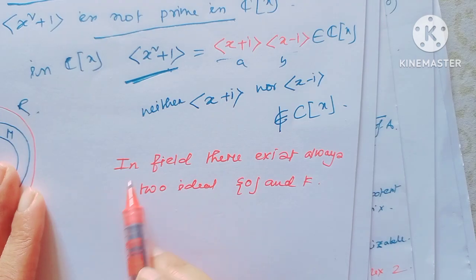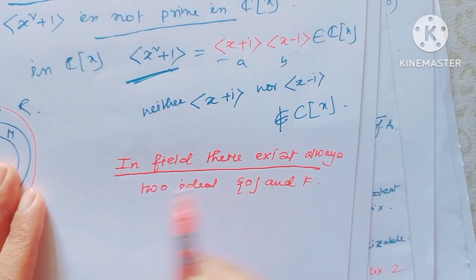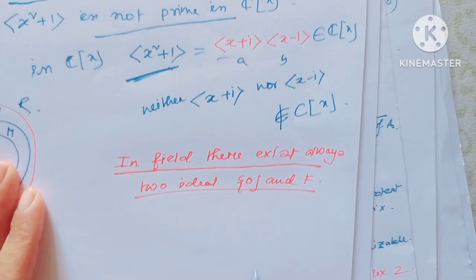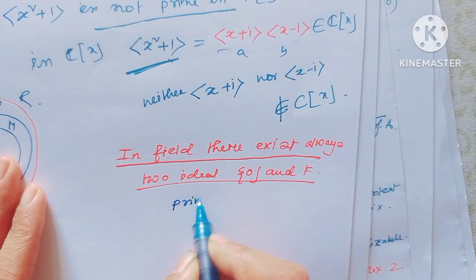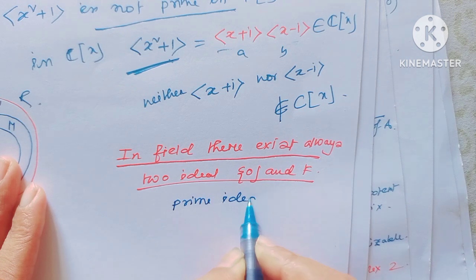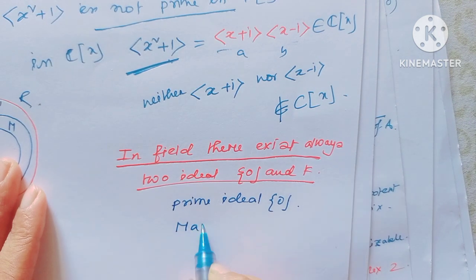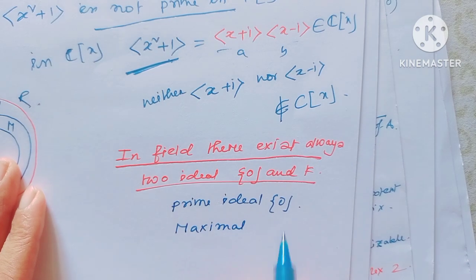Okay? In a field, there always exist exactly two ideals, the zero ideal and the field itself. So in this case, the only prime ideal is the zero ideal. Similarly, the maximal ideal is also the zero ideal.